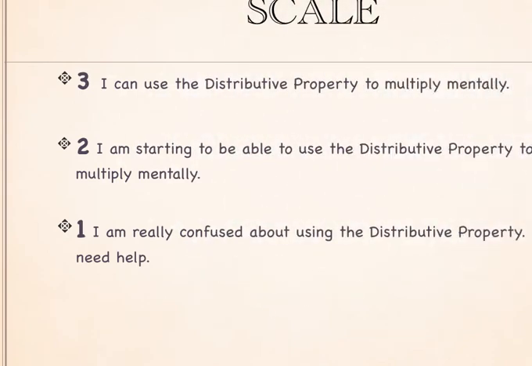I'm a 3: I can use the distributive property to multiply mentally. I already understand this, I'm good to go. A 2: I'm starting to be able to use the distributive property to multiply mentally, but I have some questions. Or a 1: I'm really confused about the distributive property and I need help.